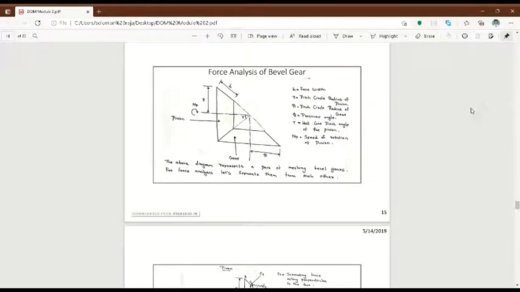In the previous class, we solved several problems from Module 1 and Module 2. We are going to continue Module 2, Dynamic Force Analysis. Today we are going to see the force analysis of bevel gear.